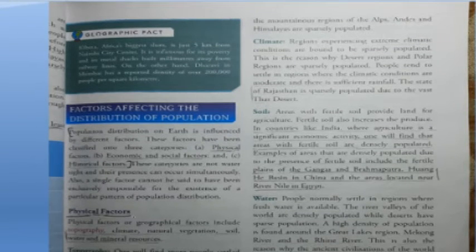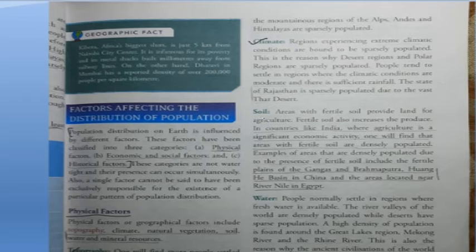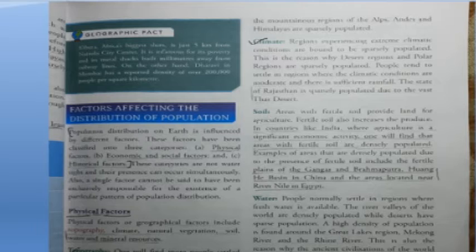On the other hand, this complete topography, complete, and climatic condition. This is also complete, then soil. Areas with fertile soil provide land for agriculture. Fertile soil also increases the produce in countries like India, where agriculture is a significant economic activity. So from these lines, and then water.